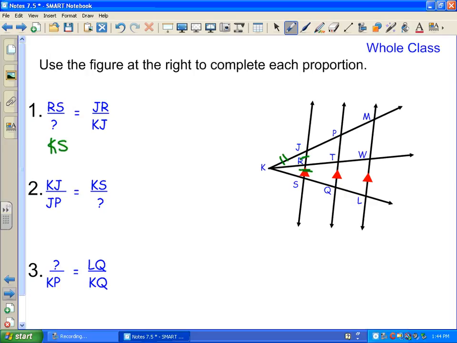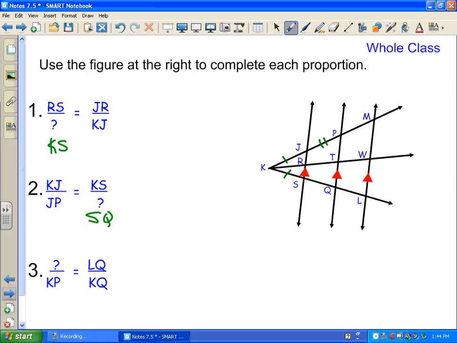Now, when you mark pictures like this, you'll have to go back and you will have to erase and start again. So KJ and KS, well, we just used those two. But this time they'll want us to compare it to JP. JP is this mark. So what's on the opposite side of the picture from that? Well, I can't use that middle line this time. I have to use, that's right, I have to use SQ.